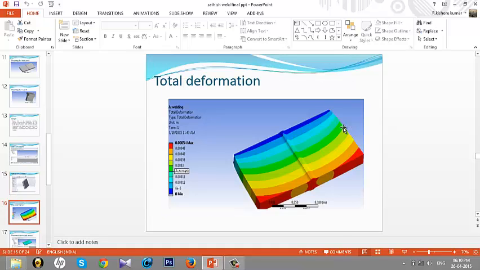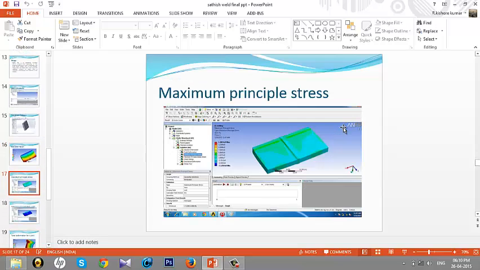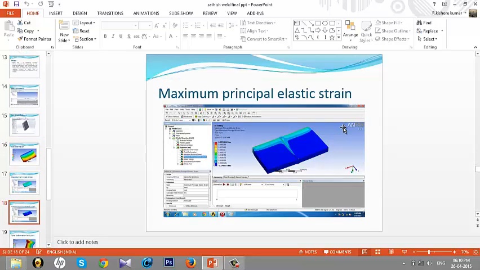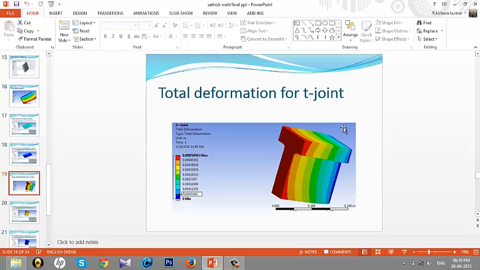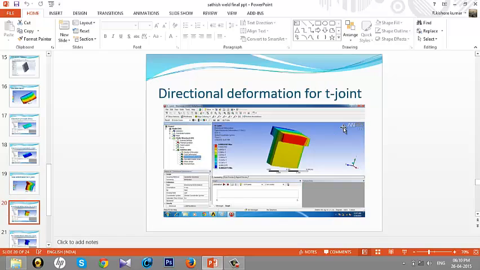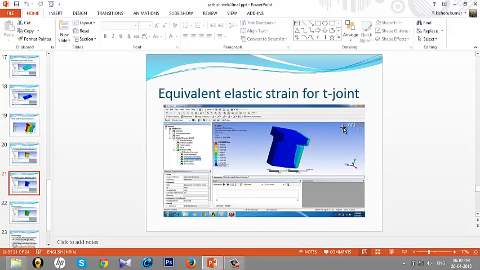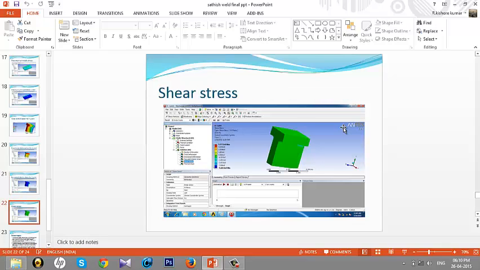Coordinate system: using total deformation to check the deformation of this butt joint. Maximum principal stress to check maximum principal elastic stress. Total deformation for T joint to be analyzed. Directional deformation for T joint. This is equivalent elastic strain for T joint. Another one is shear stress.